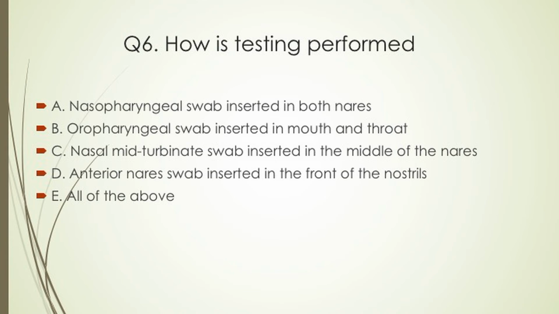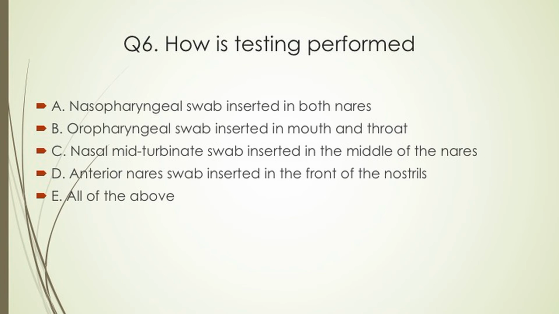How is testing performed? Is testing a nasopharyngeal swab inserted in both nares? A nasopharyngeal swab is a swab that goes through the nose all the way back to the pharynx. So that's all the way in there. That's a nasopharyngeal swab. An oropharyngeal swab is inserted in the mouth and throat. That's B. So they go through the mouth and all the way back to the back of the throat. Is that the test?